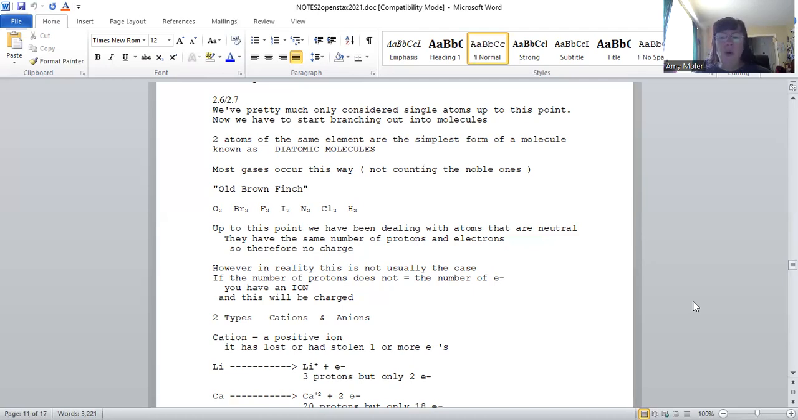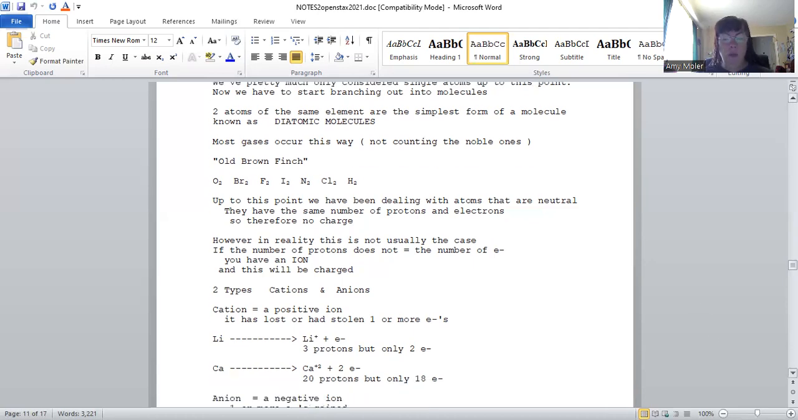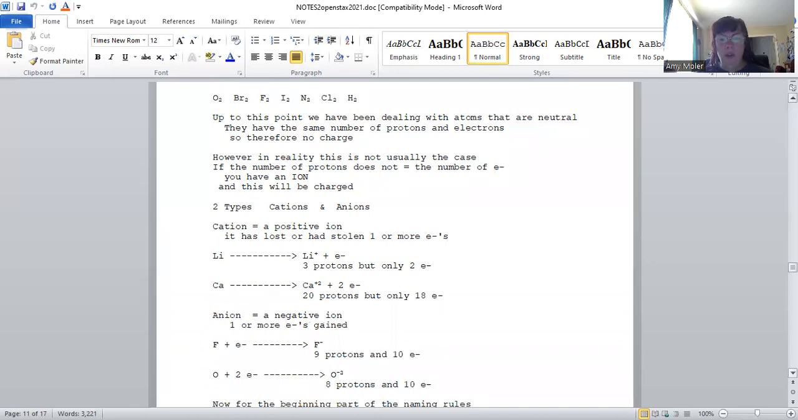We're also going to take a step away from the idea that your protons and your electrons are supposed to match, because we want to create the possibility of charges. So when your number of protons doesn't equal your number of electrons, you will have an ion. This means it has a charge to it.